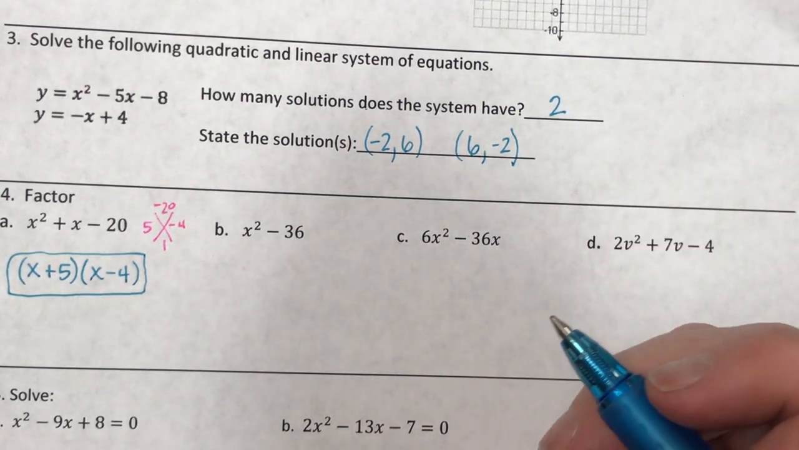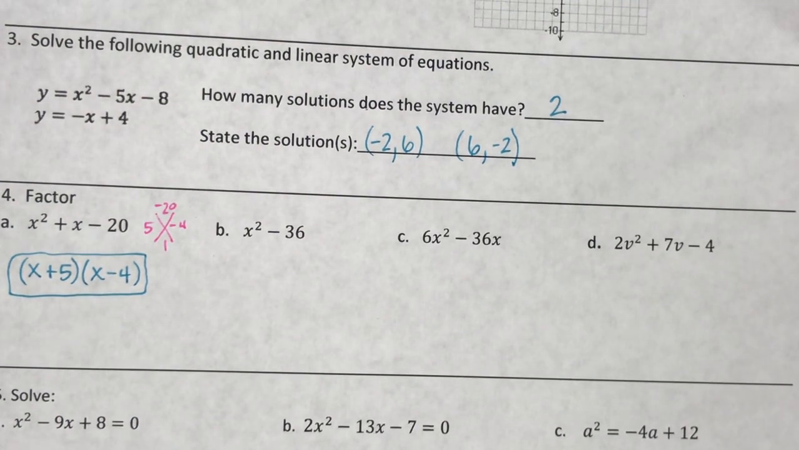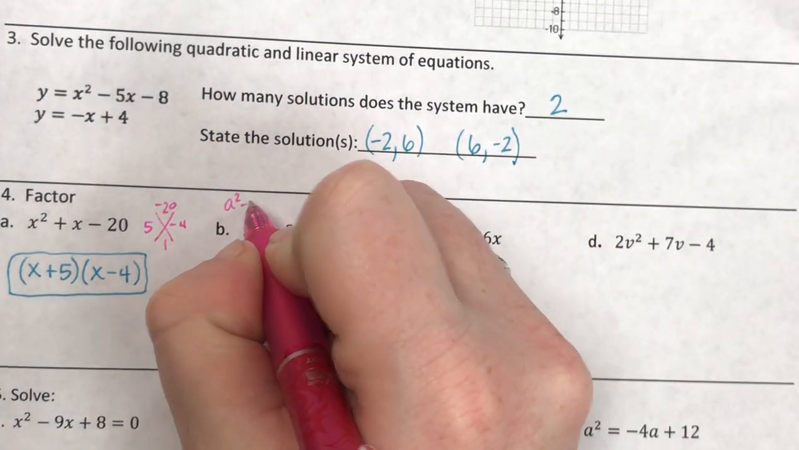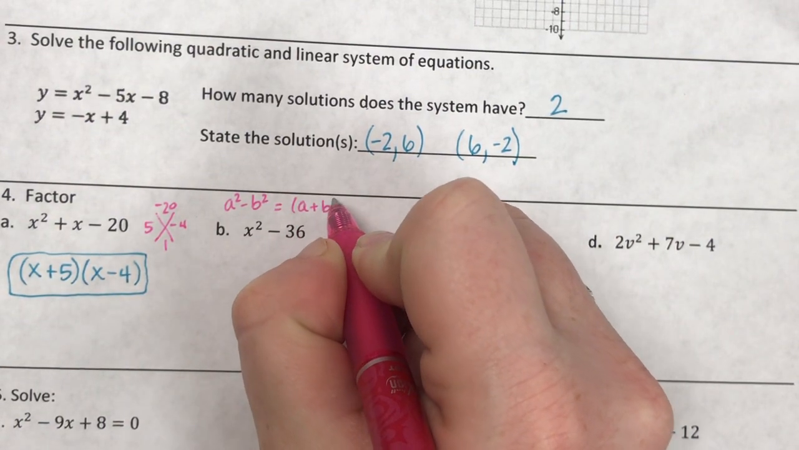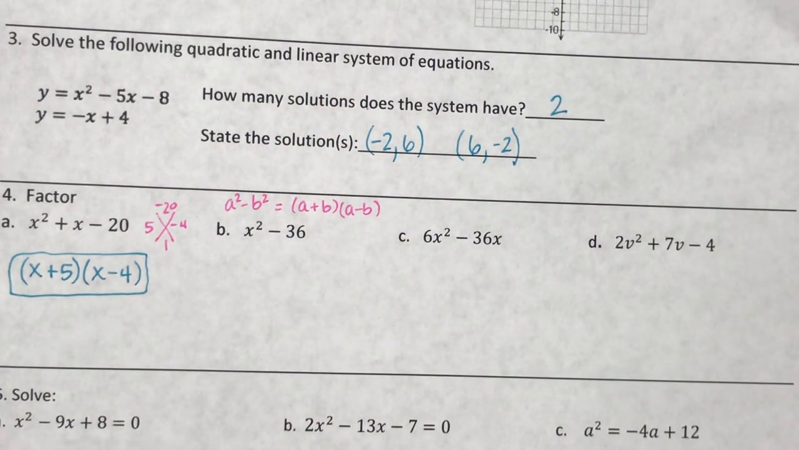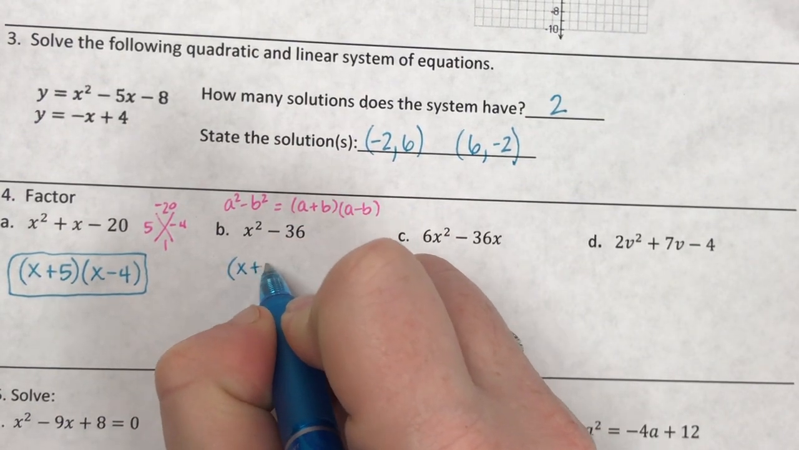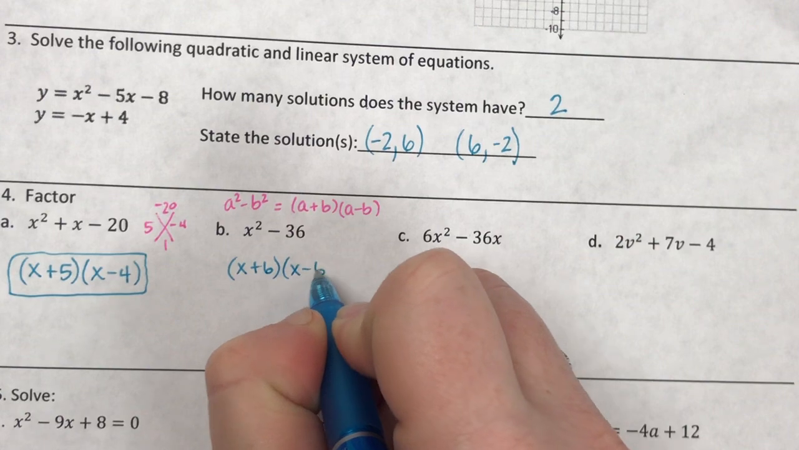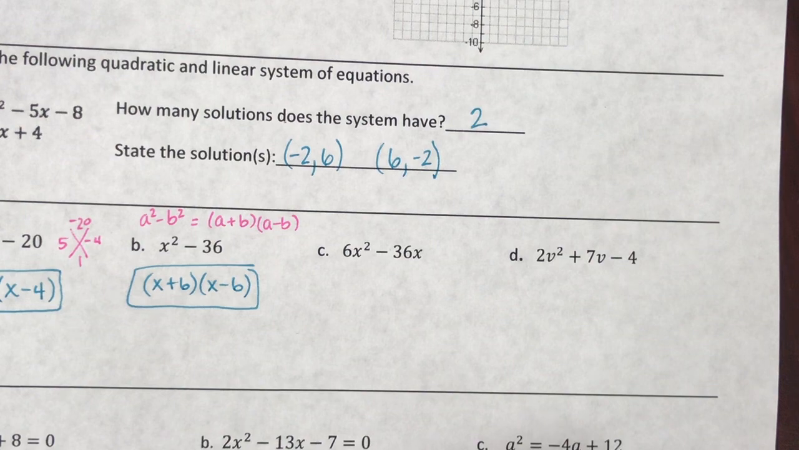For B, this is the difference of squares. So we're going to use the pattern a squared minus b squared, and it's always going to factor as a plus b times a minus b. So x squared minus 36 will factor as x plus 6, x minus 6. C, we only have 2 terms, but they have a GCF.